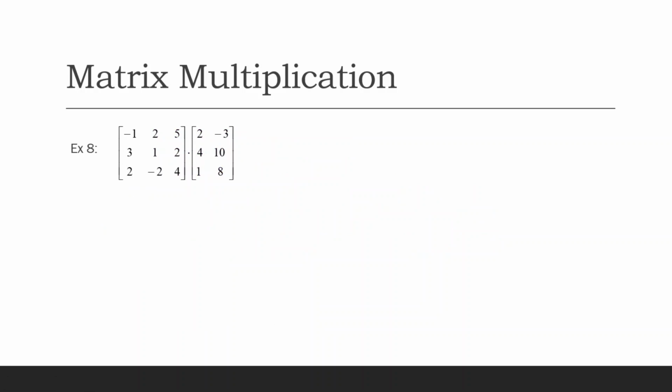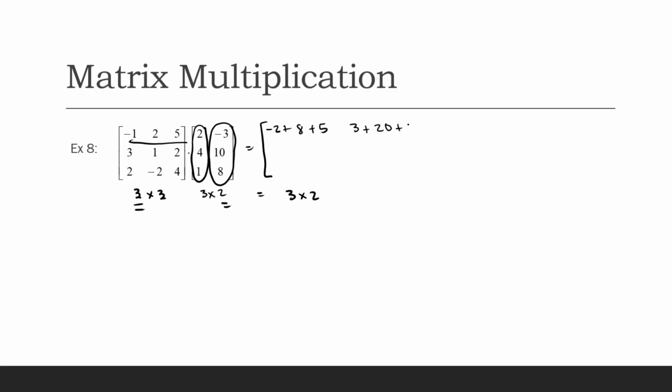Okay, so let's do one more. So this is 3 by 3. The second matrix is 3 by 2. So my end result is going to be a 3 by 2. So I start with row 1 by column 1. And I'll do negative 2 times 8, or plus 8, plus 5. Then I'll move to the second column, and I'll have 3 plus 20 plus 40.